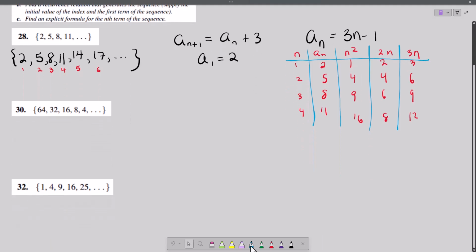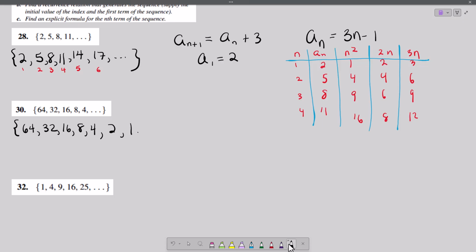Okay, so let's look at this one. This one again feels very recursive. We're simply dividing the prior term by 2. So if we continue in this pattern, this is how the sequence is going to continue to go. They just asked for 2 terms, but we're going to just keep going just for the heck of it.